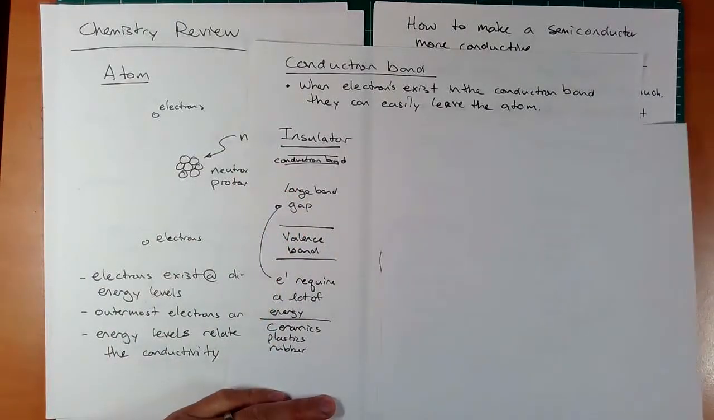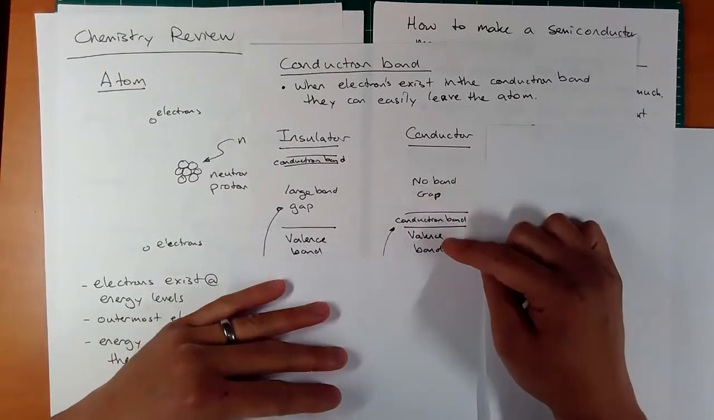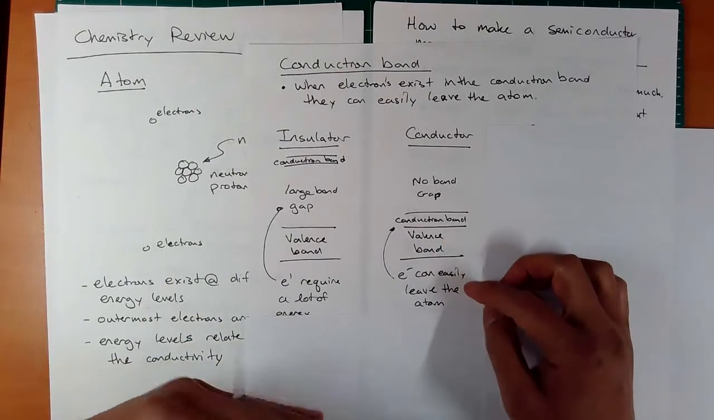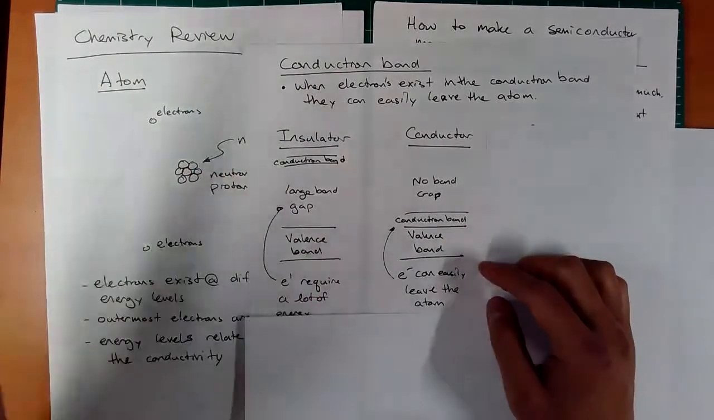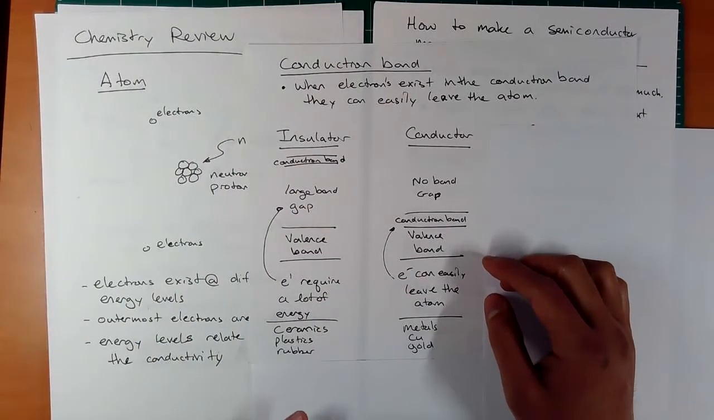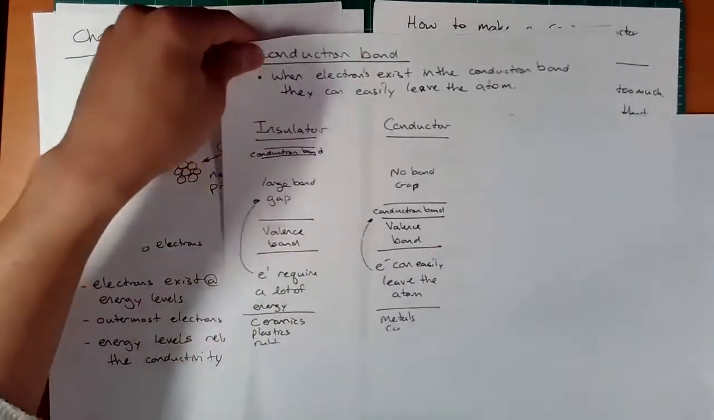Okay, what about a conductor? For a conductor, there's no band gap. The valence band and the conduction band sit right next to each other, so the electron can easily leave the atom. It doesn't take much energy to push anything out. It's just like, let's go. So metals like gold, copper, and steel are all good conductors.